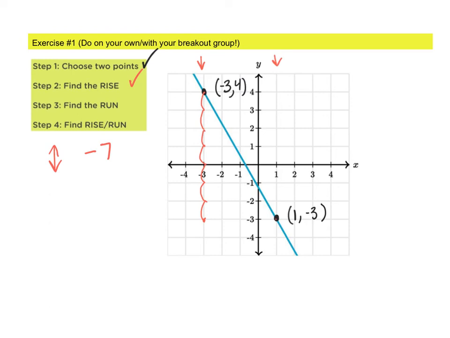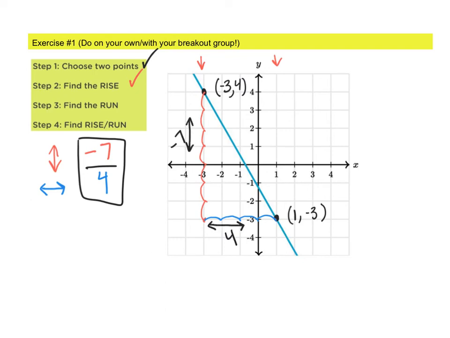I'm now going to find my run. How many do I need to go over? Well, now I need to go over 1, 2, 3, 4 spaces to hit my next point. So I went over 4. So my slope for this line was -7, or down 7, and then over 4. And this represents my down 7. This represents my over 4. Okay, hopefully you were able to get this correct.